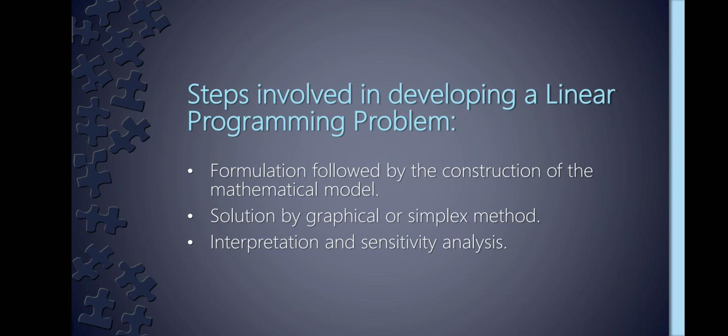Some important steps involved in developing a linear programming problem are as follows. The first step is formulation, followed by the construction of the mathematical model. In the next step, we find the solutions by the graphical or simplex method. Third is interpretation and sensitivity analysis. These are the three important steps involved in developing a linear programming model. There are two types of solution methods: the graphical method and the simplex method.